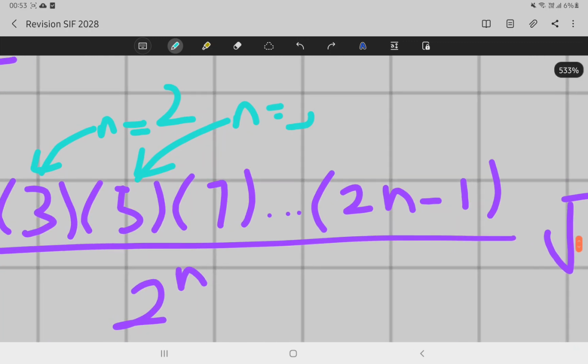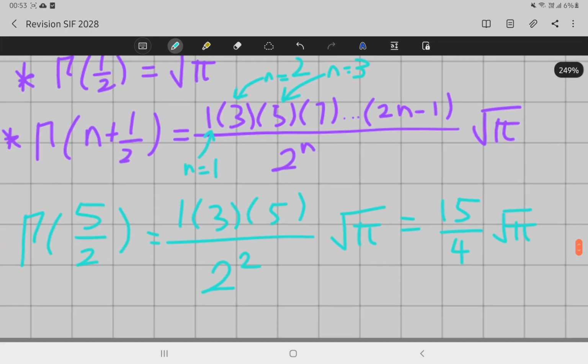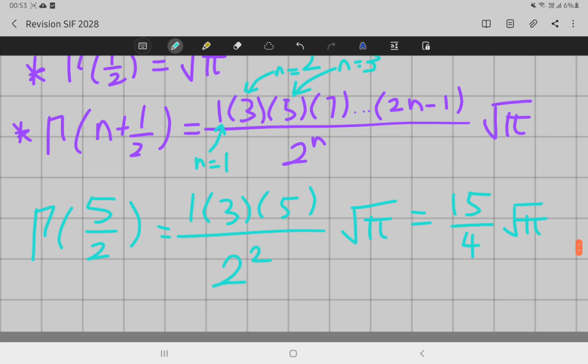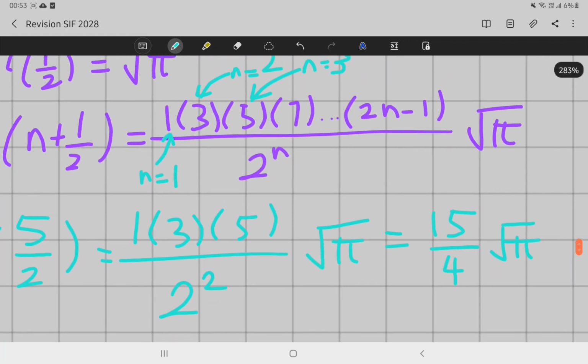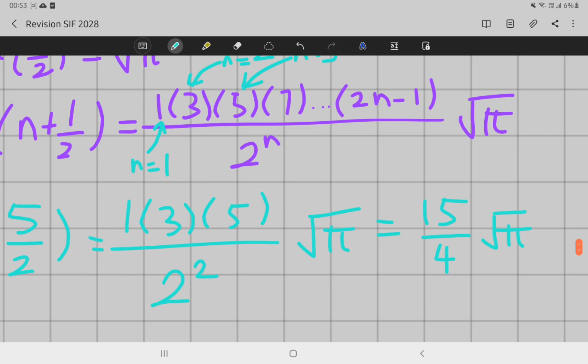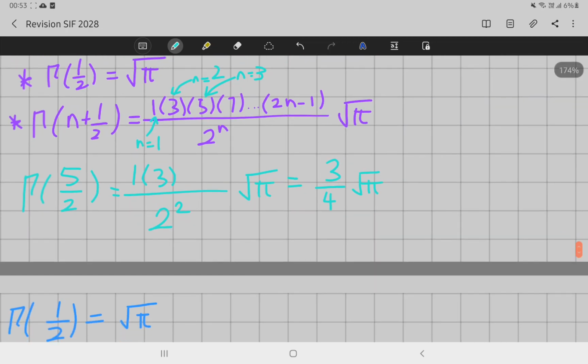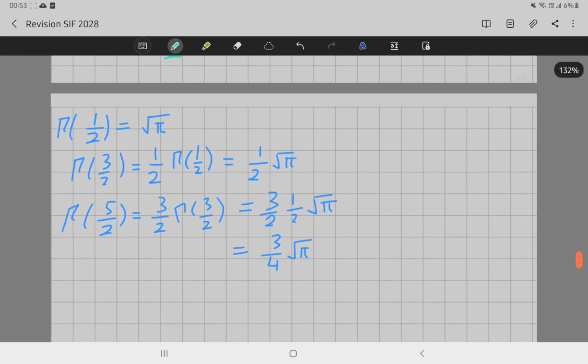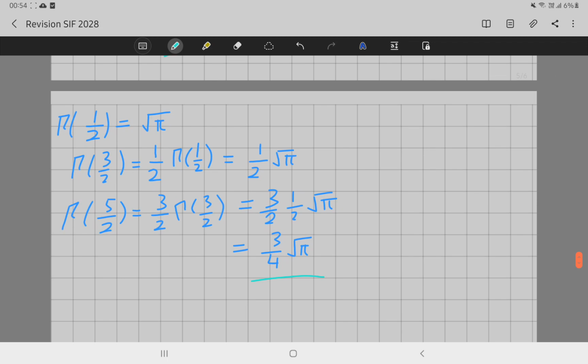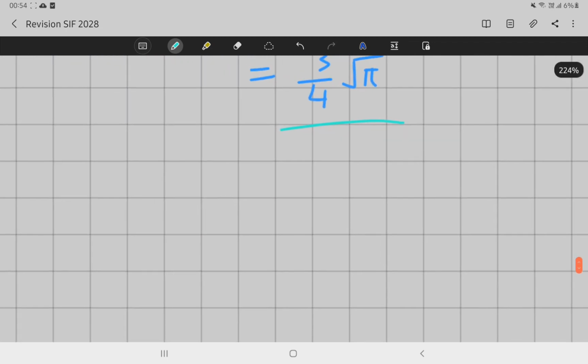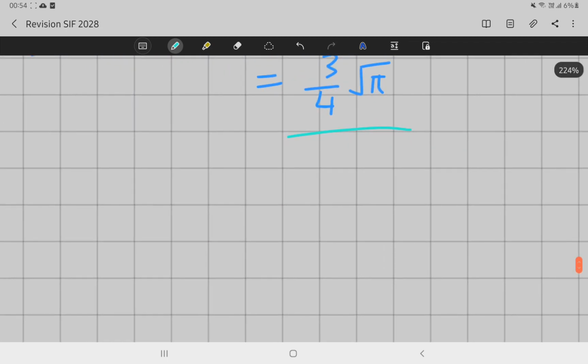Okay, so n equals 2, which is 5 over 2, because 2 plus half is 5 over 2. So we just go until 1 times 3. 1 times 3 is 3, 2 squared is 4, so 3 over 4 square root of pi. 3 over 4 square root of pi, same. Okay, like that. And what else have we learned?